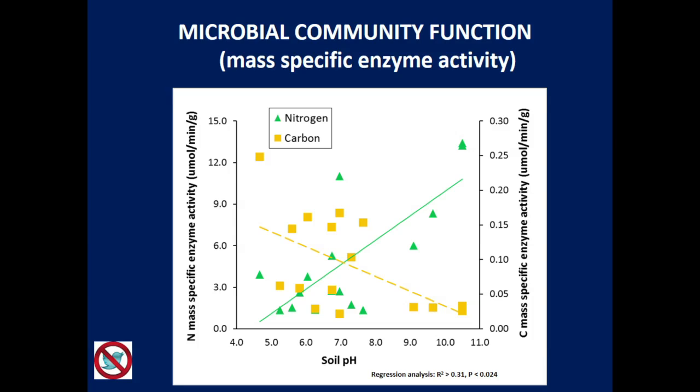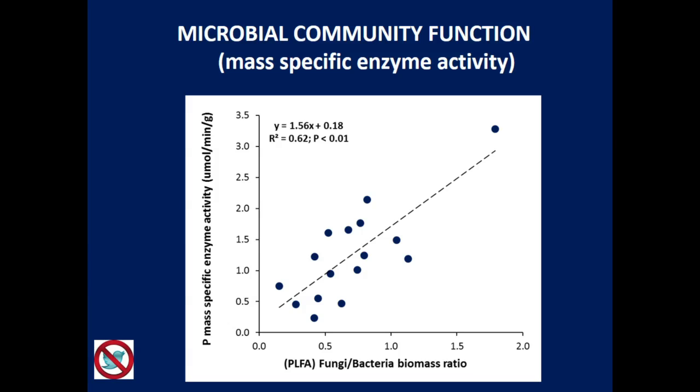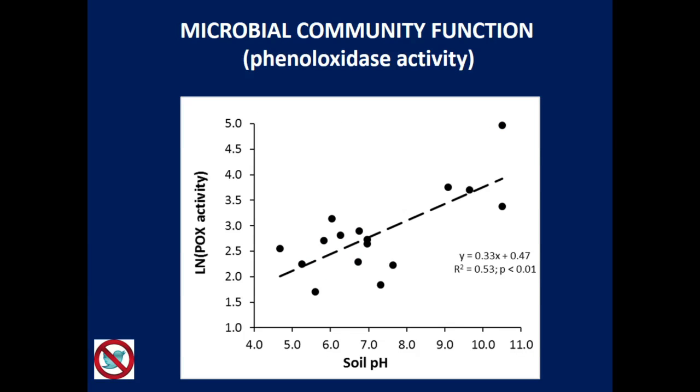For what concerns the phosphatase, the phosphorus-degrading enzymes, the best explanatory variable is the ratio between the fungal and bacterial biomass. Increasing the relative amount of fungi, we also have a higher phosphatase activity. And this, again, in some way confirms the potential higher capacity of fungi to solubilize phosphorus compared to bacteria. For what concerns the oxidative enzymes that I mentioned before, again, this is not new, but it's still nice because it confirms what has been observed on a global scale, including different types of ecosystems: the direct relationship between phenol oxidase and the soil pH, of course, being higher in more basic soil.